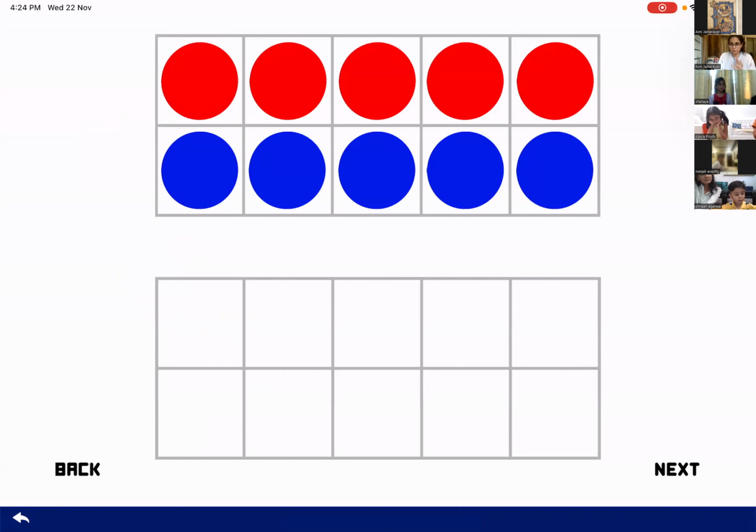Okay? So now, here we see 1 10 frame completely filled up, and the other one is 0. Which number is this, children? 10. Did you also say 10? Very good. Okay. Next question.